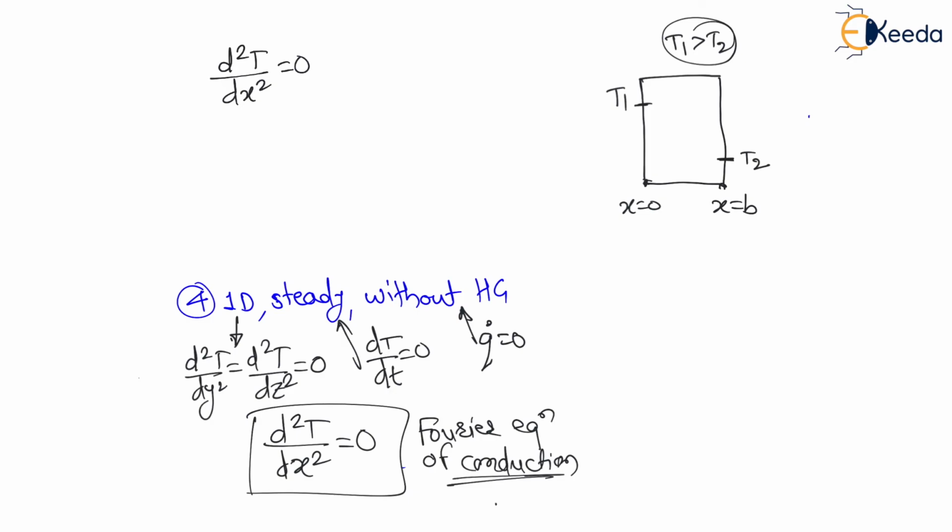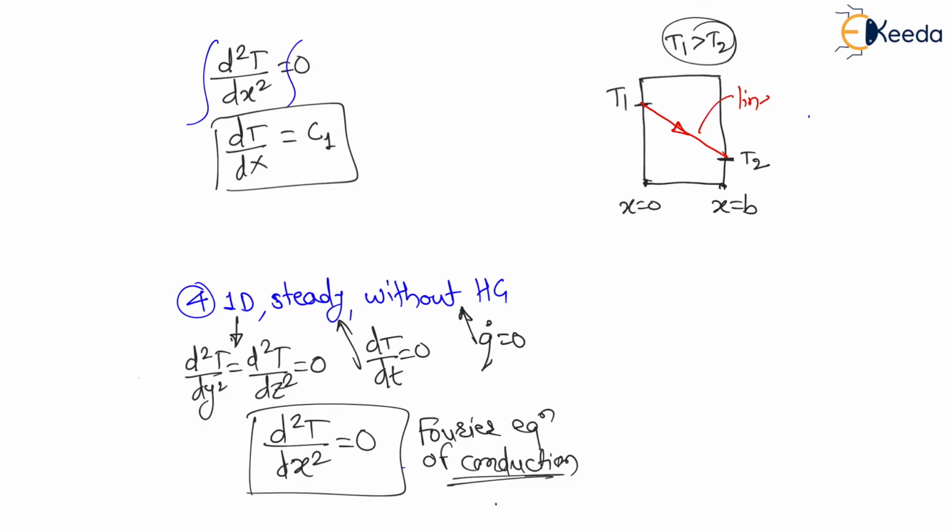Now if I integrate this equation, then I will get dT by dx equal to some constant, let us say C1. That is dT by dx, change in temperature with respect to distance, is constant. Means here slope will be constant. There will be a straight inclined line like this. Means it is linear. Slope is constant means it is a linear variation.